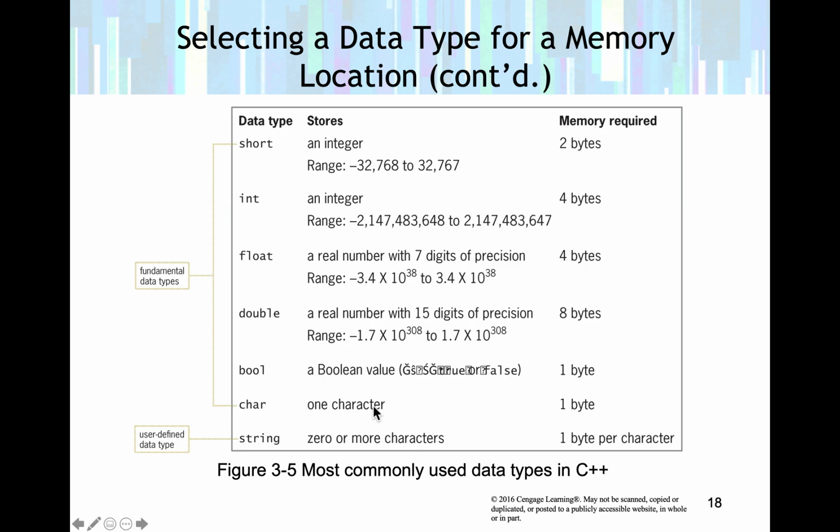And then we have one character, which is 1 byte. A character would be like the letter A, and then a string, which is 0 or more characters. A string would be like a name without spaces. So strings do not have spaces. Like my last name, Serrano, would be a string. So these are our most commonly used data types.